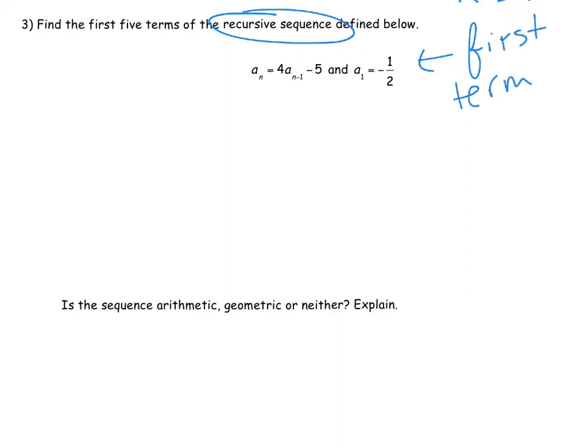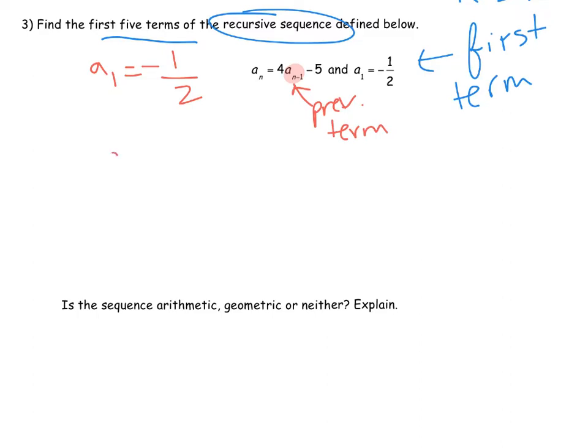Alright, so let's get started with this. I'm asking you to find the first 5. So the first term we know for a sub 1 is negative 1/2. You guys have to remember, and I'll highlight this over here, this a sub n minus 1 represents the previous term. That's always going to be the previous term. So if I plug this in, I know the first term is a sub 1, which is negative 1/2.